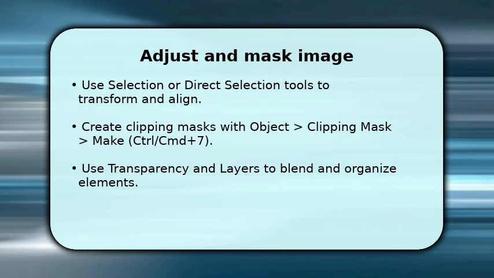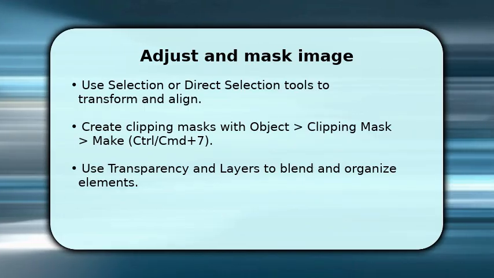If you need to crop visually, draw a shape on top and use Object, Clipping Mask, Make to mask the image cleanly. Make sure the shape is above the image. For color tweaks, open Edit Colors or apply an adjustment in Properties.